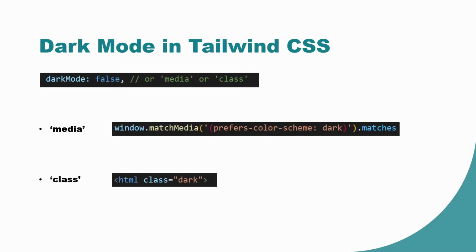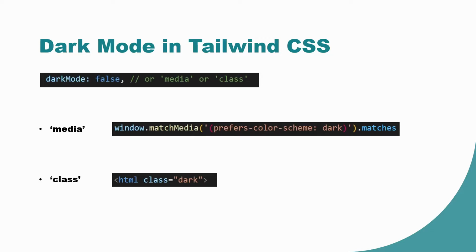The media strategy looks at your operating system's preferred color scheme under the hood to tell if your application is in the dark mode. If it is in the dark mode, then your dark variant CSS utility classes will be enabled in your application and everything will be in dark mode.